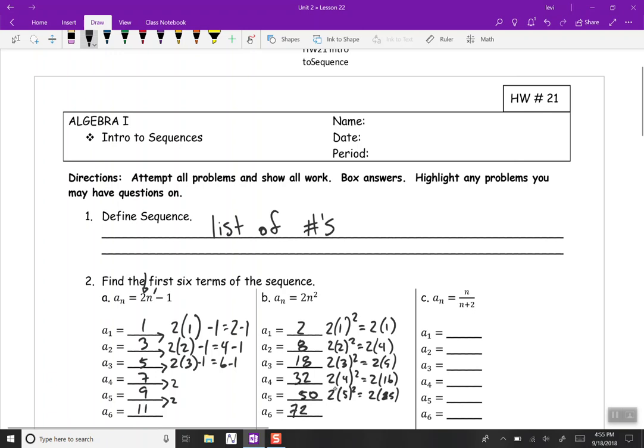Let's see if that works. 2 times 6 squared equals 2 times 36, which is 72. Look at that. Found a little pattern.